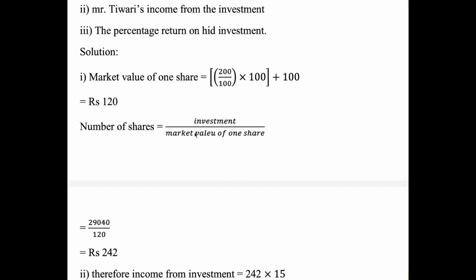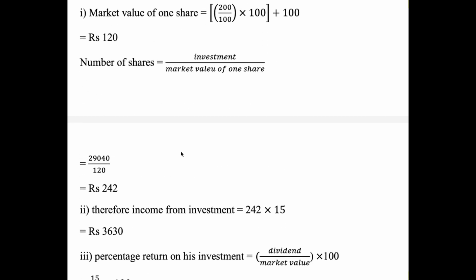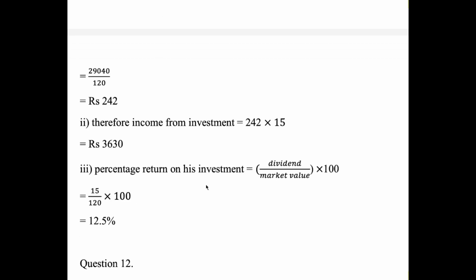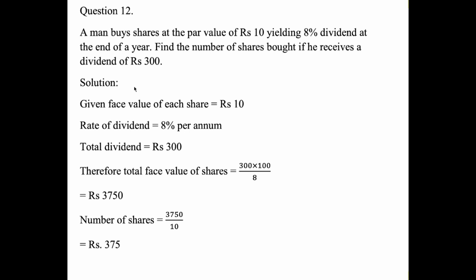Number of shares, investment divided by the market value of one share. So that comes to rupees 29,040. See, 29,040 divided by 120, that comes to 242. Therefore income from investment 242 into 15, that comes to rupees 3630. Percentage return on his investment, dividend divided by market value into 100, that is 15 by 120 into 100, that comes to 12.5%. Come to the next problem.